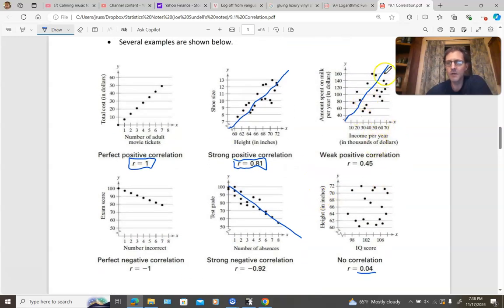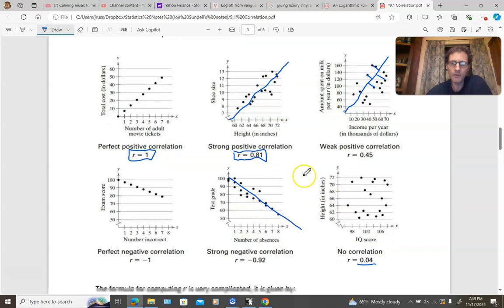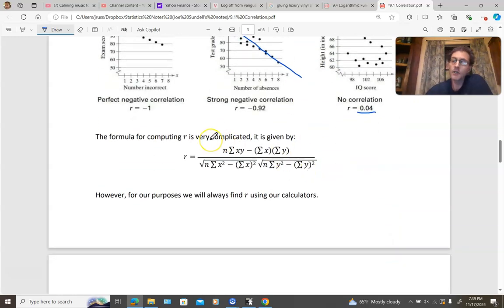So you can see up here, because these points are farther away from the line, those deviations are a lot greater, okay? And so because of that, we have a correlation coefficient that's closer to 0. But anyway, fortunately for us, we're actually going to rely on the calculator to find this value of R.